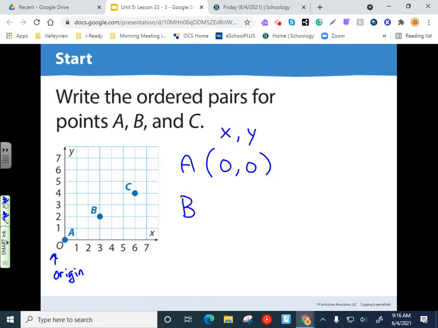B is we go over 3 and up 2, so that's 3, 2. And C is over 6 and up 4, so that is 6, 4 for that. Remember, the first one tells you where to move on the x-axis. The second number tells you where to move on the y.